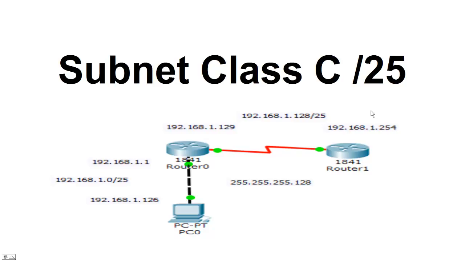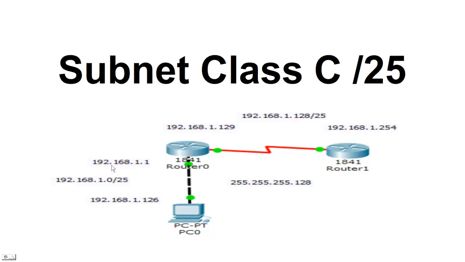You can see by this little diagram, this is a Packet Tracer diagram. We have a network between the PC and that first router, and then we have a second network between the two routers. The first network is 192.168.1.0. And our second network is 192.168.1.128. When you first look at this, you might think that all these IP addresses are on the same network.